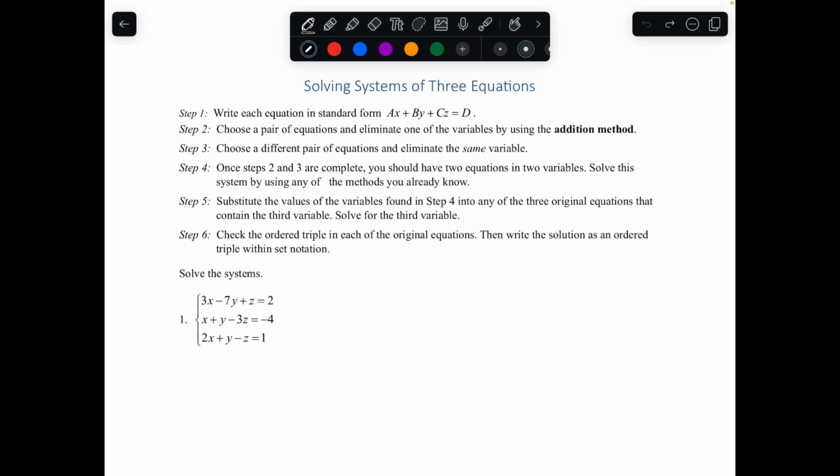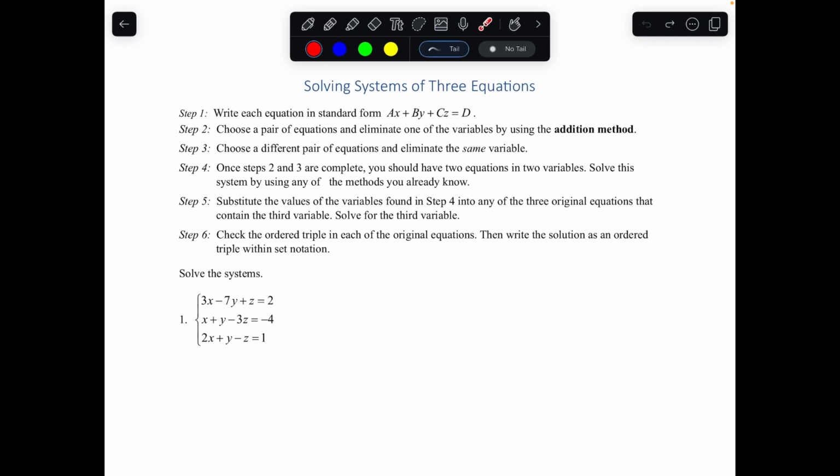Now, what does it mean to solve a system of three equations? It means that I want to find an x value, a y value, and a z value such that all three of my equations are true at the same time. If we can find such values for x, y, and z, then that is a solution to our system. So, let's go over the steps for how we can actually solve these systems.